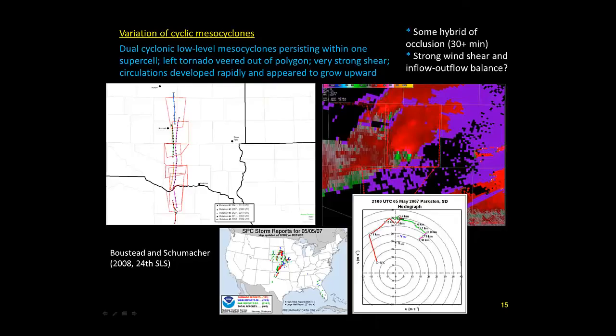You start out where you see this low-level mesocyclone here, and it curved left, and a new one formed, and that makes sense. So as the new one's going along, you actually see one form to the left of that.